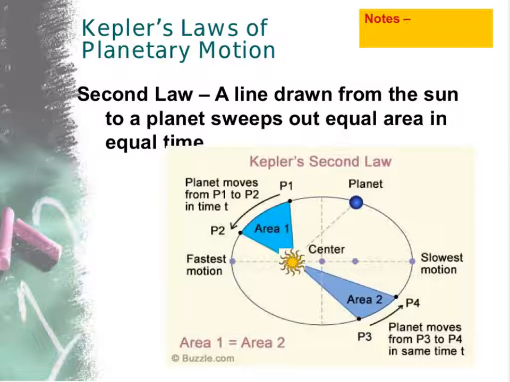Let's put it this way. This distance is a lot bigger than this distance here. So when a planet is closer to the sun, it is going to travel more distance over the same amount of time than it would if it's farther away from the sun. So a planet, when it is closer to the sun, is traveling faster than it would be when it's farther away. So that's really the thing that you want to take away from the second law of planetary motion: when you're closer to the sun, you end up going faster. When you're farther away from the sun, you end up going slower.